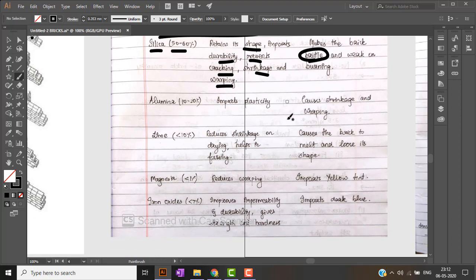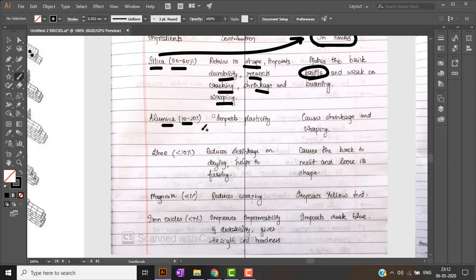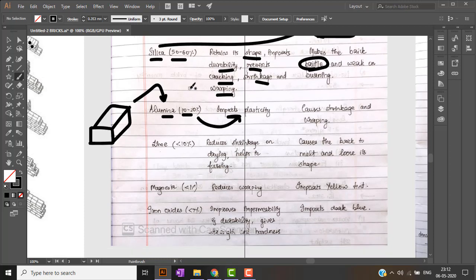It will break easily. So the second major component is alumina, which is about 10 to 20%. It imparts plasticity. So in order to mold a brick, it should have some workability, means it should be easily workable. So that workability is imparted by alumina. If alumina is added in excess, it causes shrinkage and warping.